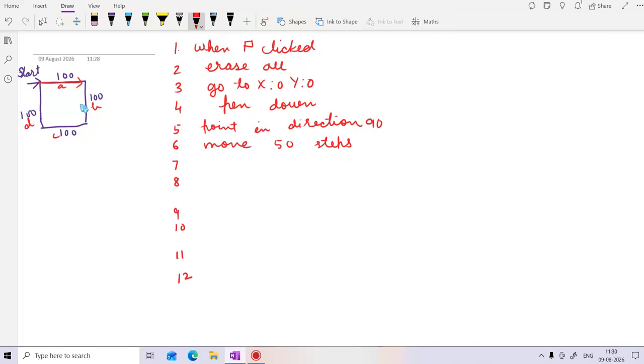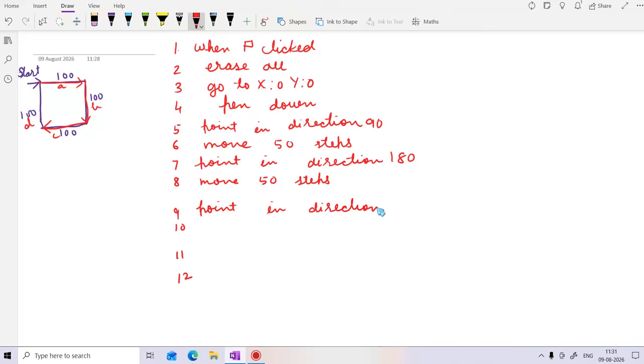Now let's come to the second line. So second line you can see it is going down. For going down you know very well which is the value, it is 180. So point in direction it may be 180 and afterwards move 50 steps. Correct? One line is over. Now you can see okay from here it is going to the left side. So we'll take point in direction, we will take minus 90.